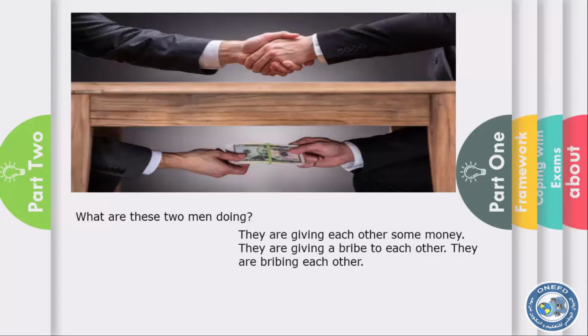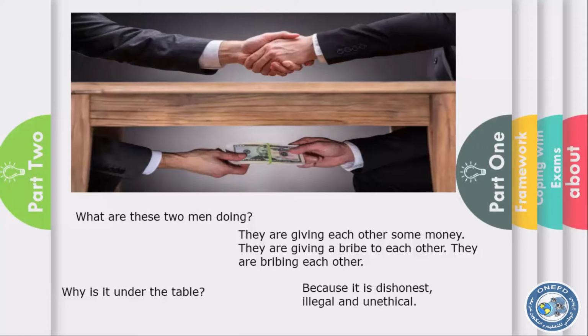When you give each other some money under the table, what do we usually call this? We call it a bribe. So these two men are giving a bribe to each other. They are bribing each other. And why is it under the table? Why is this bribe being done under the table? Because it is dishonest, illegal, and unethical. So the act of bribing, or bribery, is dishonest, illegal, and unethical.